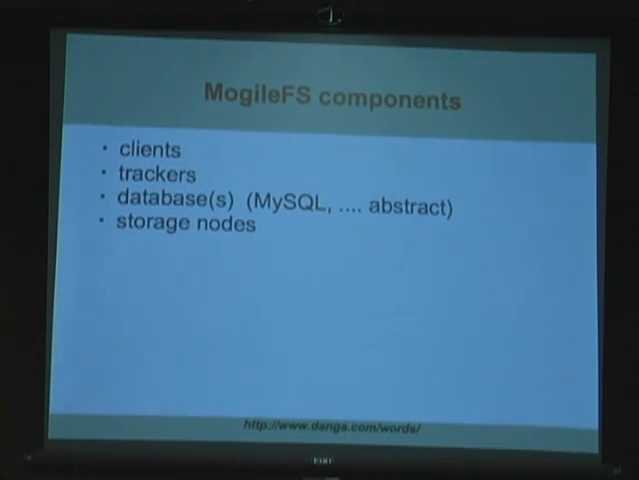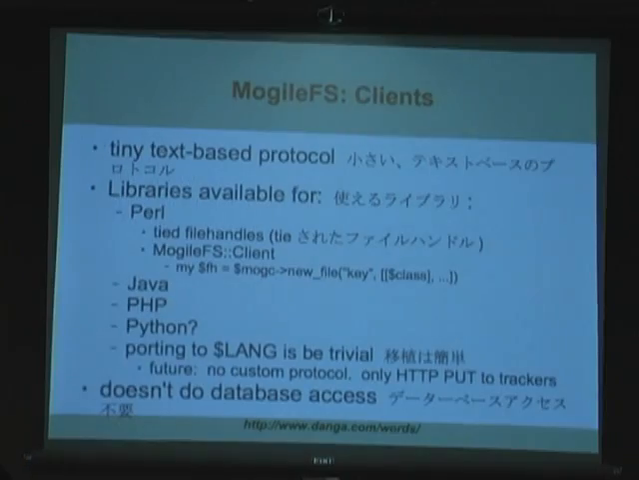Trackers, which we used to call the tracker. It's really like the daemon that controls everything, including replications. But tracker is kind of a bad name. Then the databases, it was originally MySQL, now it's abstract, so you can in theory use anything. And then the storage nodes, so we'll talk about all these pieces really quick.